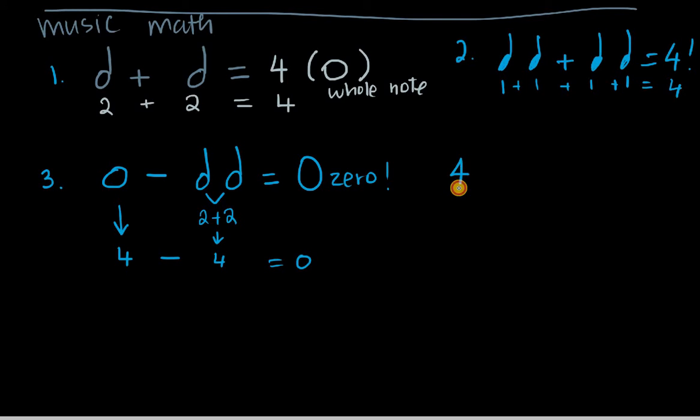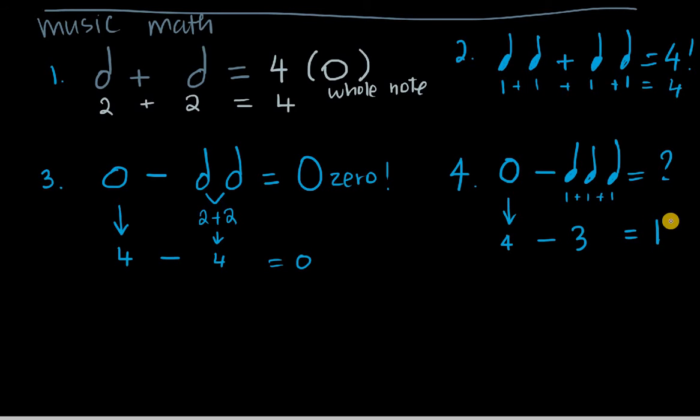And let's try another one. A whole note minus 3 quarter notes is how many? Well, this is 4 beats minus, well, this is 1 beat each. 1, 2, 3. 4 minus 3 equals 1 beat.